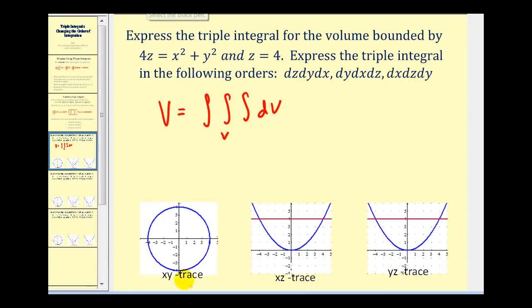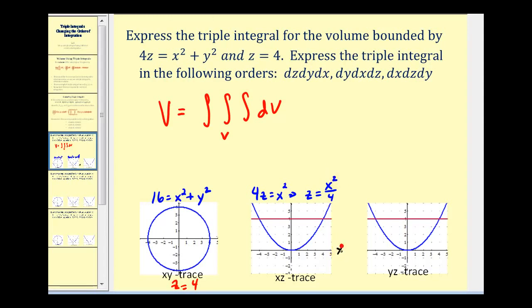So as I just mentioned, for the xy trace, instead of letting z equal 0, we'll let z equal 4. Then looking at this equation here, we would have 16 equals x squared plus y squared. So we have a circle centered at 0, 0 with a radius of 4. For the xz trace, we'll set y equal to 0. So we'd have 4z equals x squared. We could solve this for z. We'd have z equals x squared over 4.